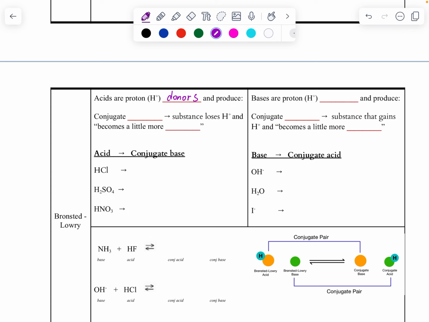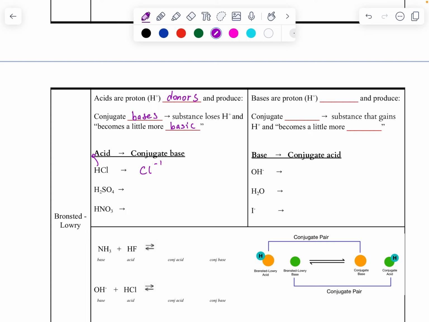Right, which produce conjugate bases. Now, a conjugate base is a substance that loses H and becomes a little bit more basic, right? The more H's we have, the more acidic we are. So if an acid loses the H that it has because it donated it, it produces a conjugate base. So if H goes away to something else, we're left over with just the Cl, which means it's a conjugate base, right? We got more basic.